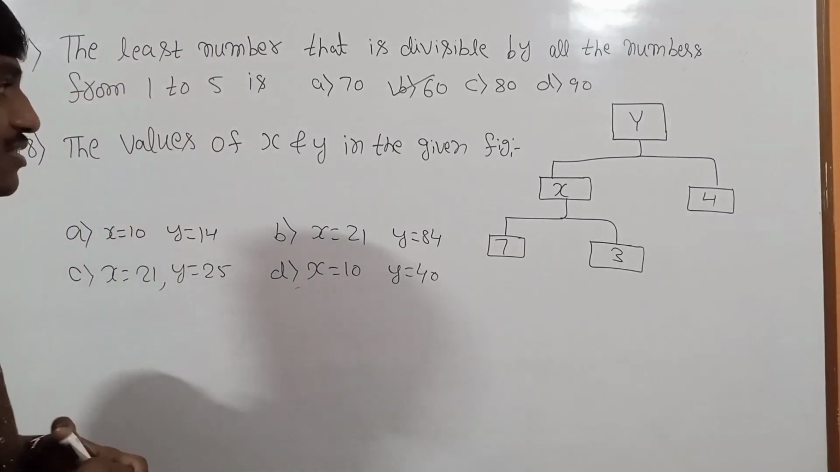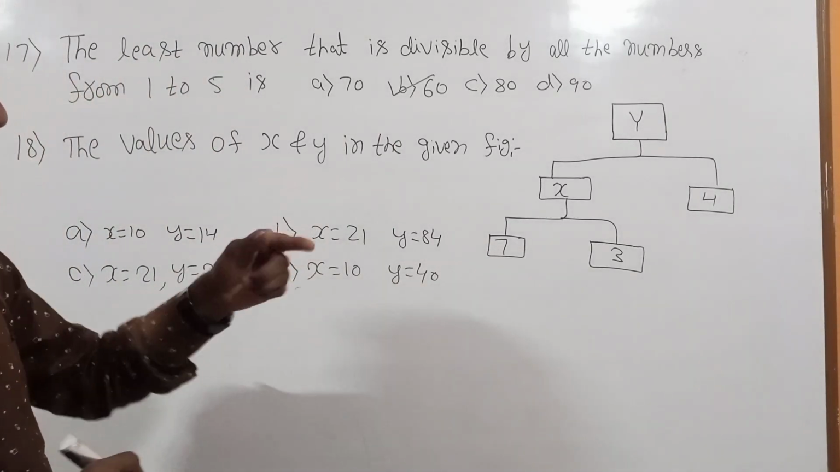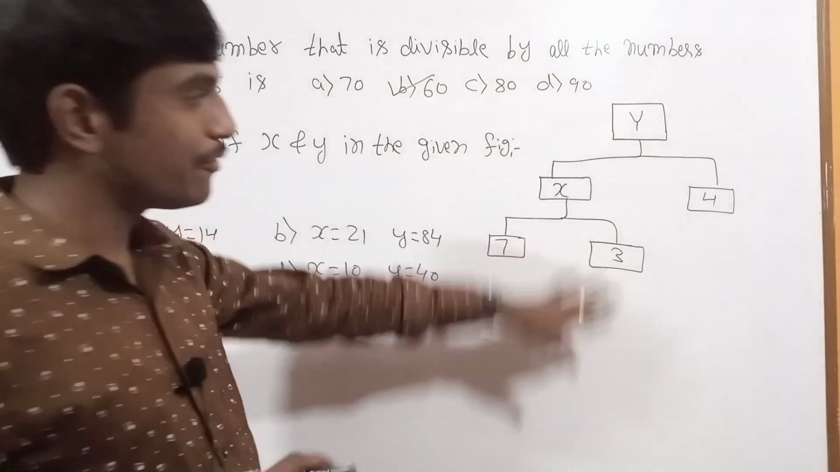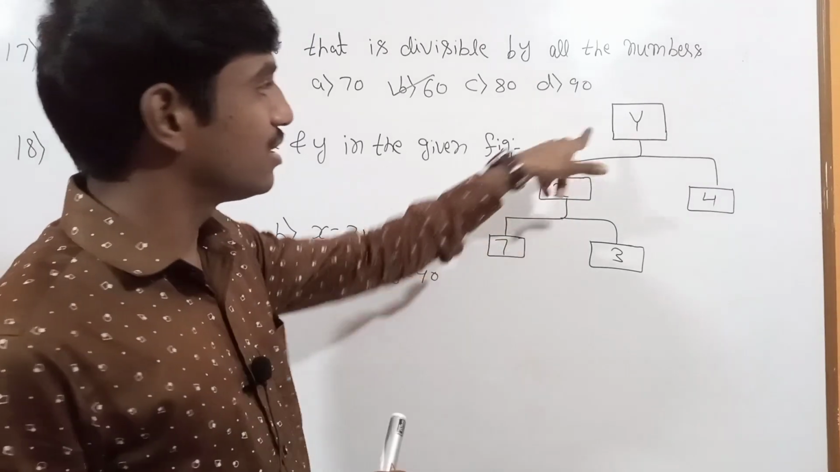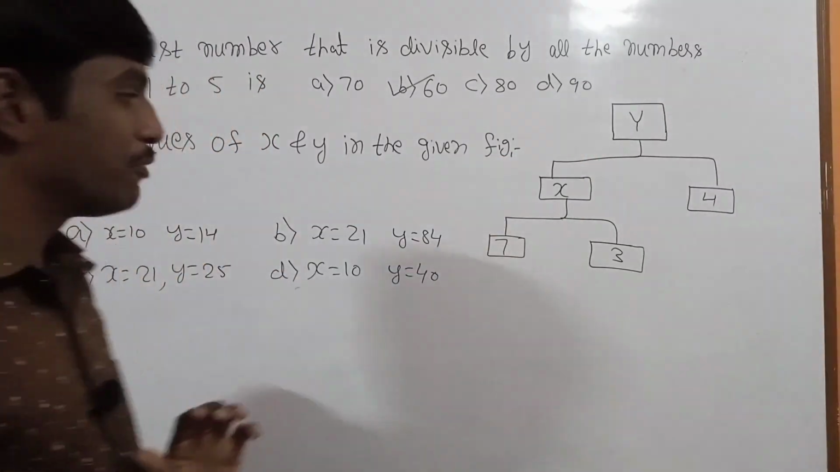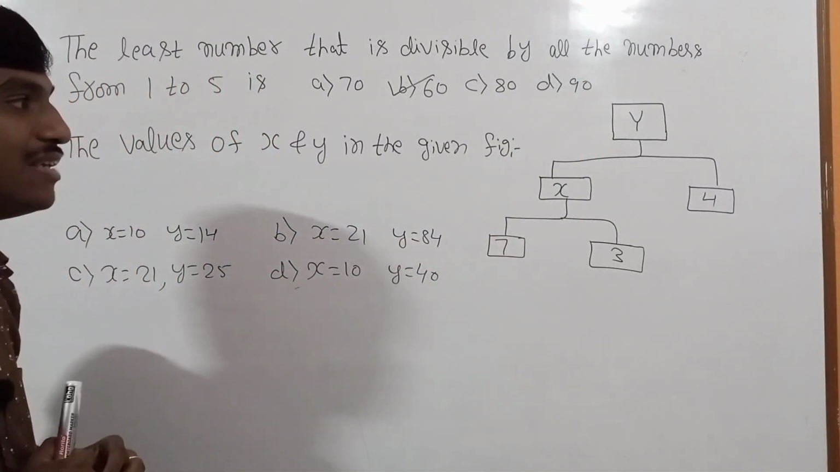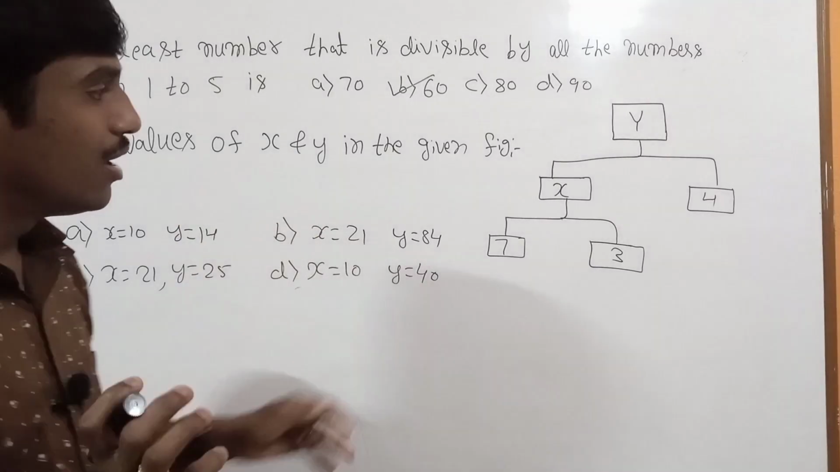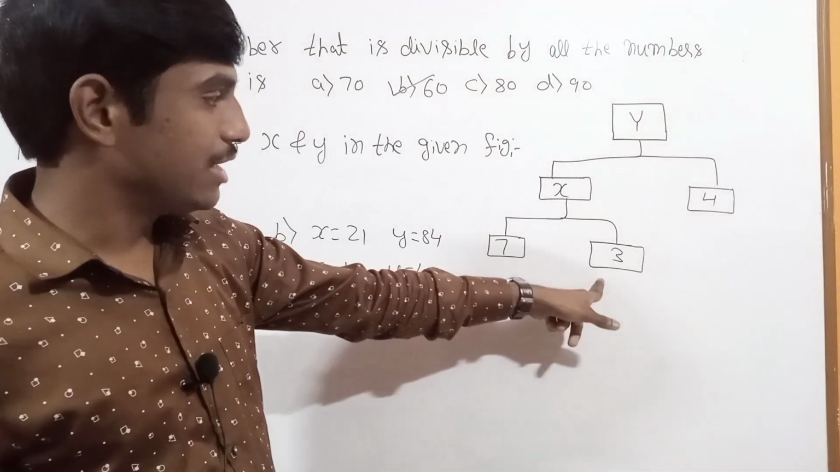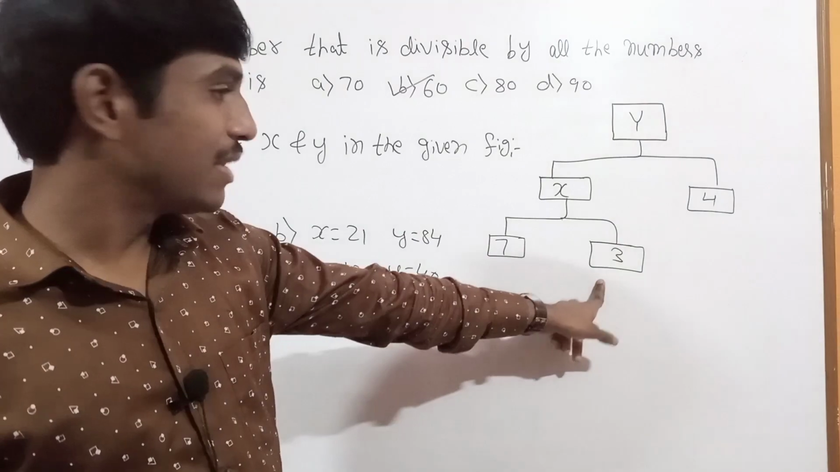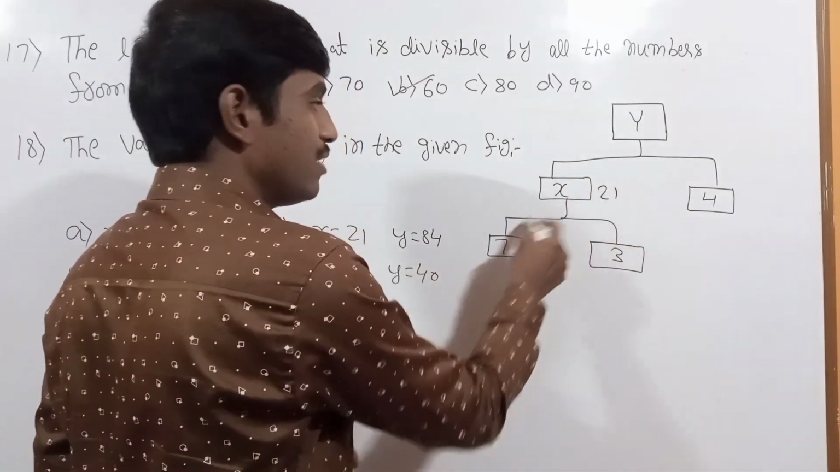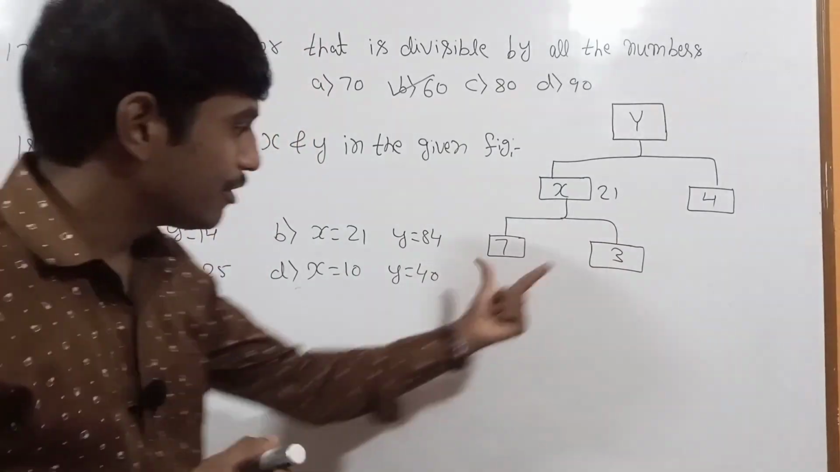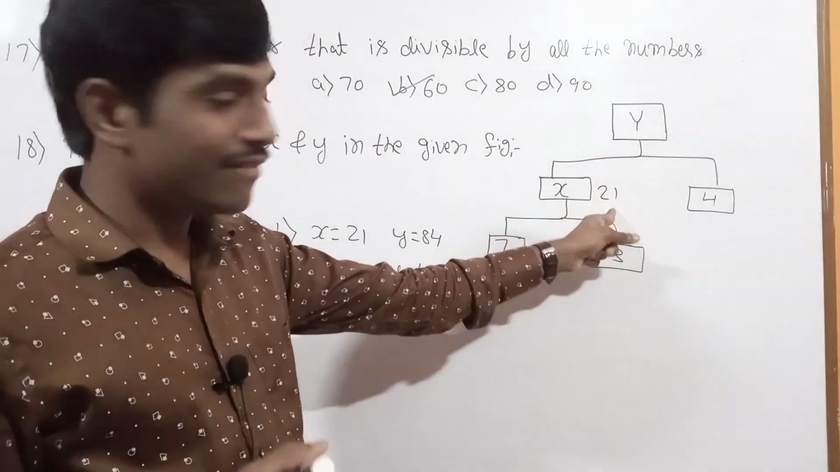The next question is we need to find the values of x and y in the given figure. There is a figure they have given, with x here and y here. We need to find the values of x and y. Very simple. 7 into 3. Whatever you multiply, that will be x. The value of x is 21, because the factors are 7 into 3. When you multiply 7 into 3, we get 21.